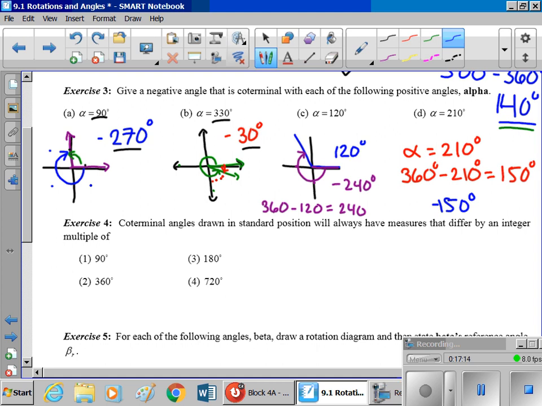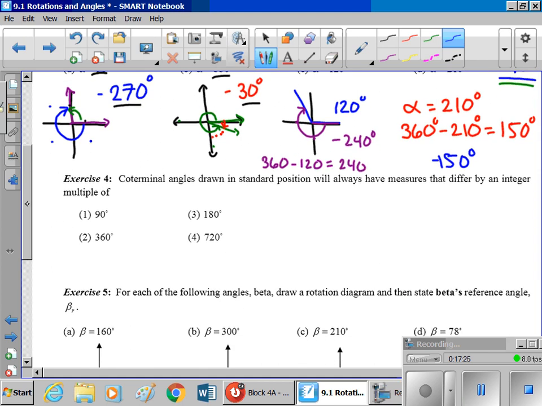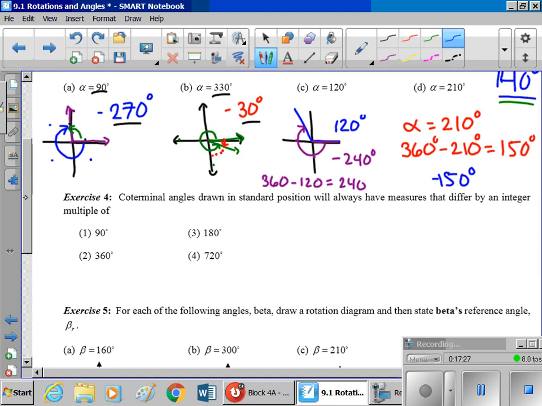So remember, any method will work. It doesn't matter if you're using algebra. It doesn't matter if you're using a picture. However you want to do it is the right way to do it for you. There are wrong answers, but there's no wrong methods here.